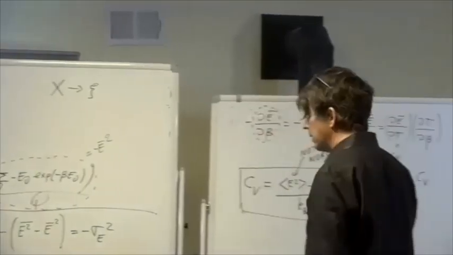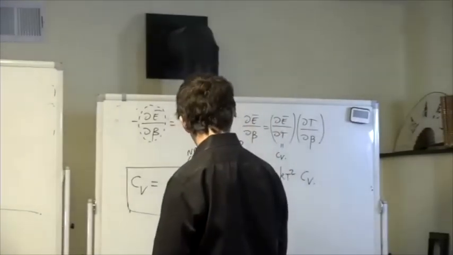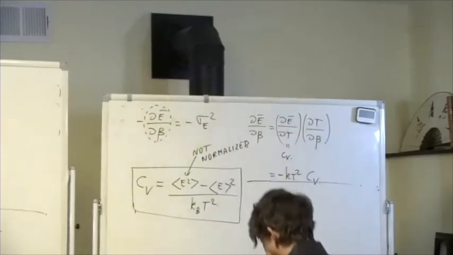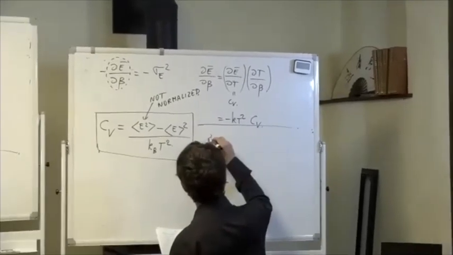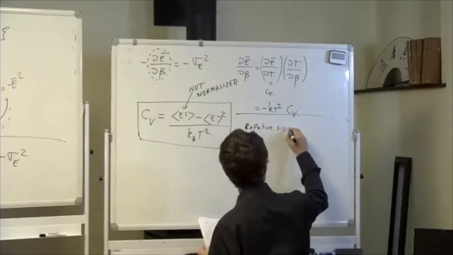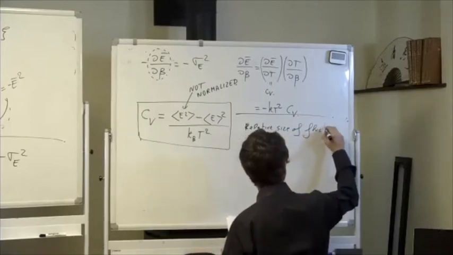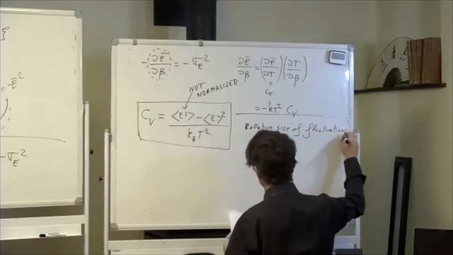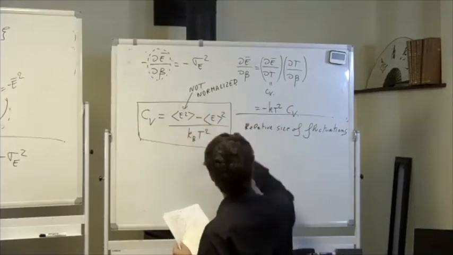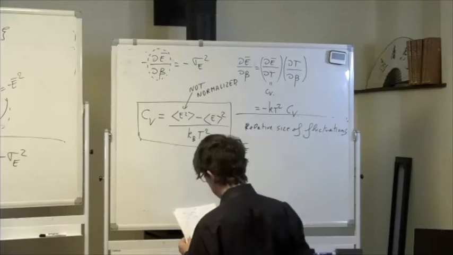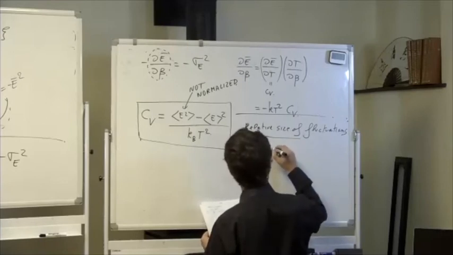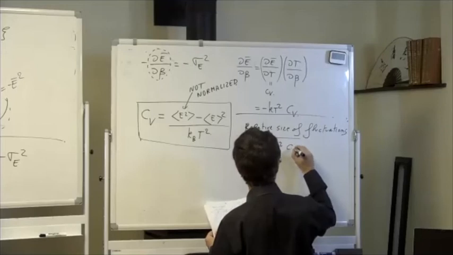Okay, there's another cool thing you can show here. Oh, what am I going to do here? You can see the relative size of the fluctuations, which we've talked about before. The relative size of fluctuations. So I define this as sigma E squared. The standard deviation sigma E is the square root of kBT squared times CV.